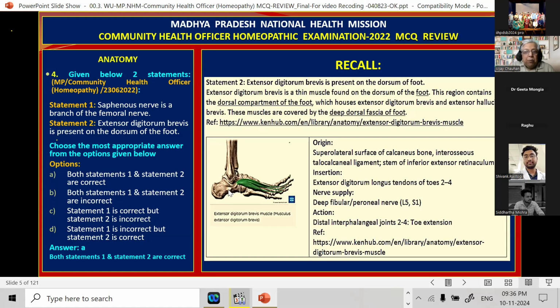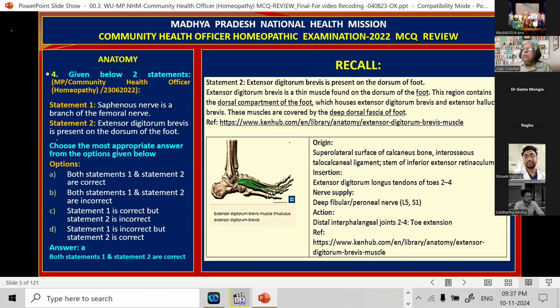This is the calcaneum, the biggest bone here, the heel bone, with the interosseous talocalcaneal ligament and the stem of the inferior extensor retinaculum. The extensor retinaculum is not shown here because it is a soft part; we are only looking at the bony part. The insertion is the extensor digitorum longus tendons of toes 2 to 4, and the nerve supply is the deep peroneal nerve, also known as the deep fibular nerve, and its segmental supply is L5, S1.